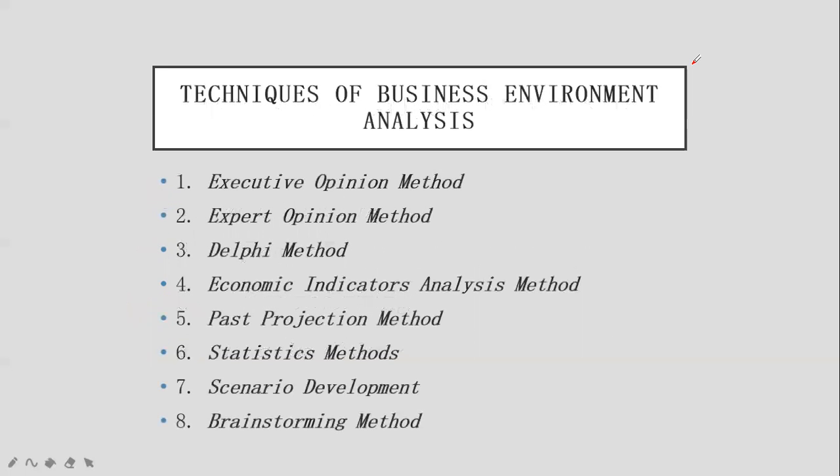Now let's go to the techniques of business environment analysis. So, these are the techniques guys that we need to come up with a good business environment analysis. So first guys is the executive opinion method. Also known as executive judgmental method, jury method. In this method, business environmental forecasting is based on the opinion and views of top executives. So, the executive opinion is based on top executives, because you can't become an executive if you don't have very vast experience regarding business.